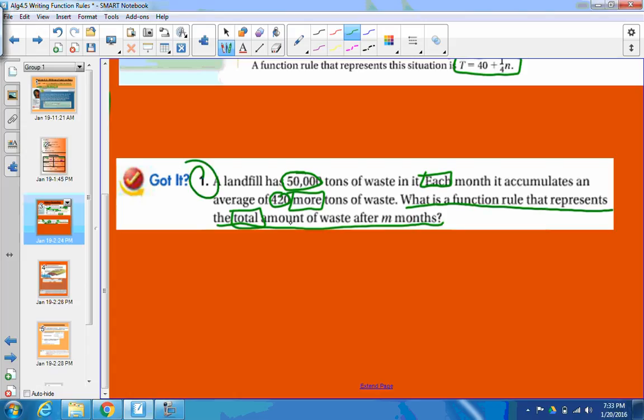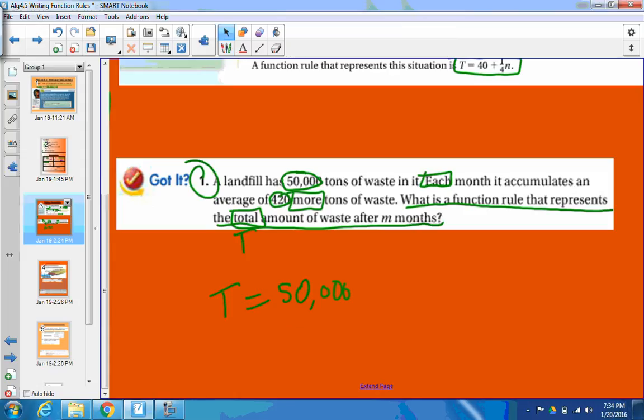I have total is going to be: write a function rule that represents the total amount of waste after m months. So total we're going to say t. So t equals, okay, it says it has 50,000 tons in it. So we're going to have the 50,000 tons. Each month it accumulates 420. Now 420 each month, we said, well, let's actually write this out first.